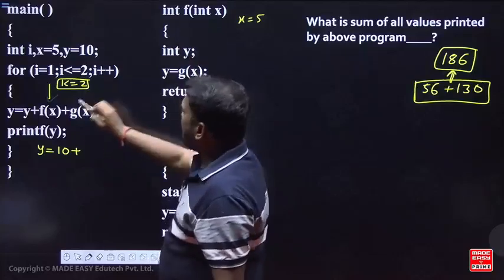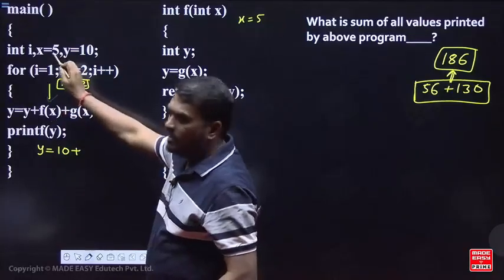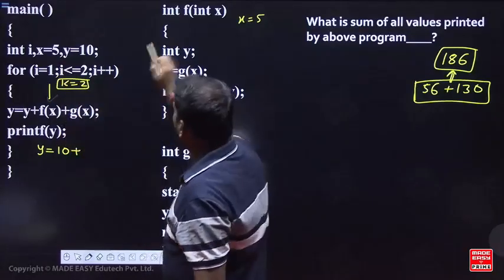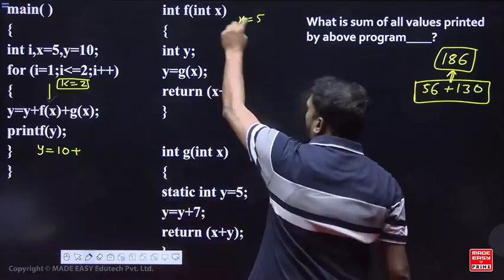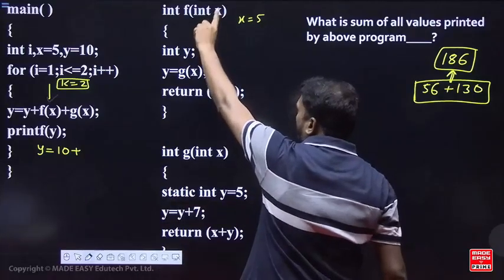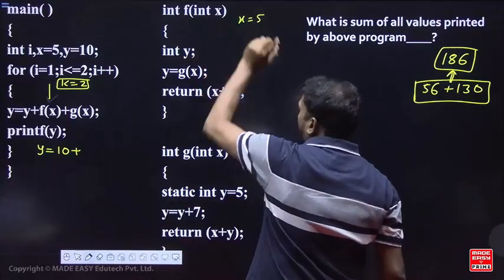What is the x value you are passing? The x value is 5. So you are passing x value as 5 in f of x, and you receive x value as 5. Remember, this x is called a local variable in this function. The x value is 5.